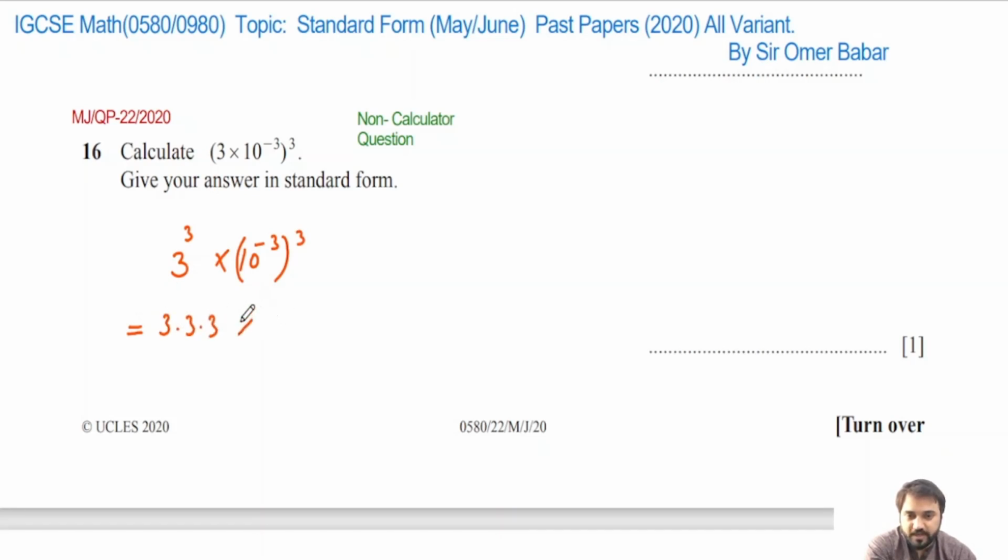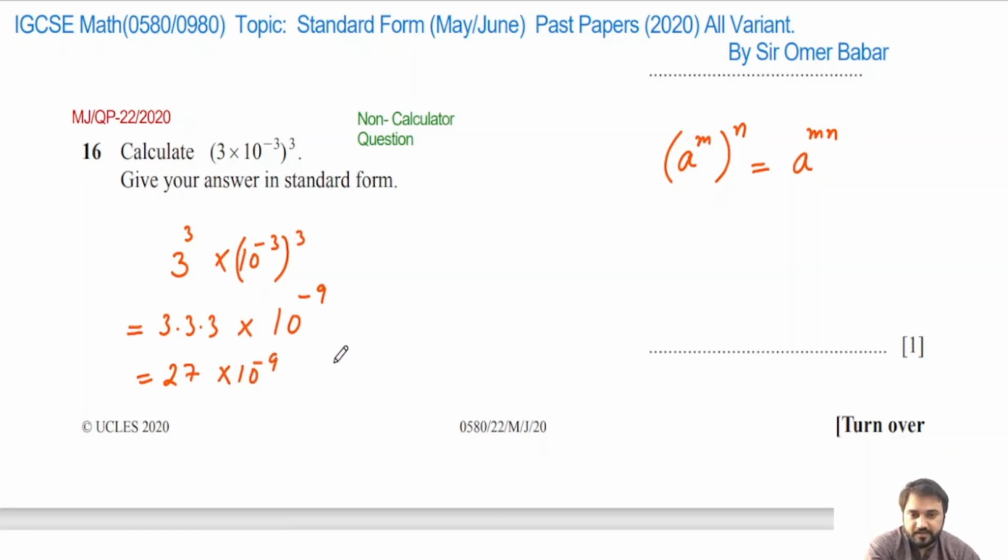We have to multiply it. And if we have power of power, I'm going to apply the index rule. If we have a power and a whole power, we multiply the powers, m into n. So 10 to the minus 3 into 3, that would be minus 9. Here we have to multiply 3 times 9, that is 27. So 27 into 10 raised to power minus 9.